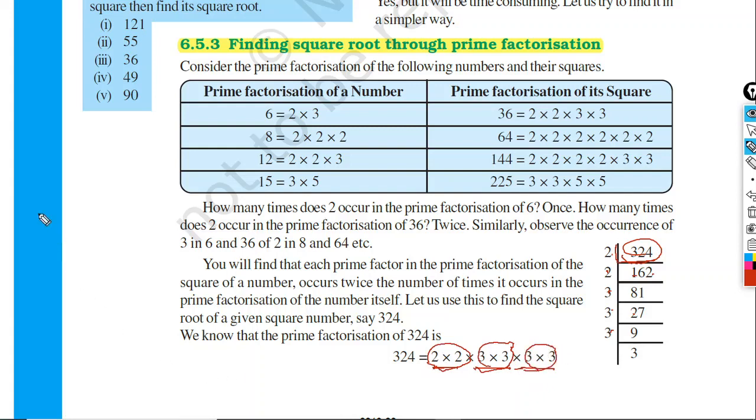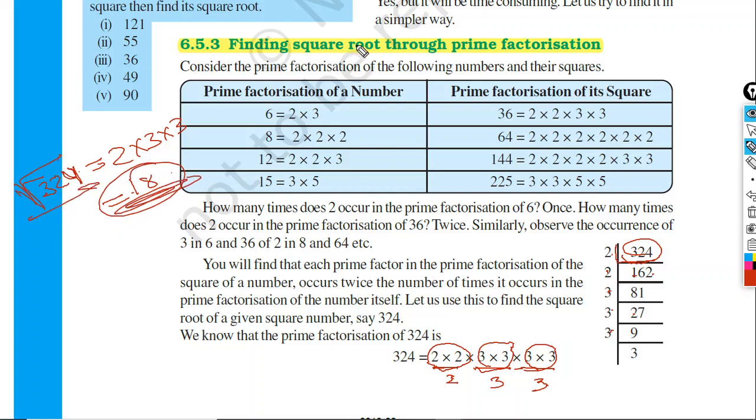So we can write the square root of 324 is equal to, we'll take one 2 from here, one 3 from here, one 3 from here. 2 into 3 into 3, which will be equal to 3 into 3, 9, 9 twos are 18. So 18 will be the square root of 324. So this method is called the prime factorization method, because we are finding only the prime factors. You can see only prime numbers we are finding.